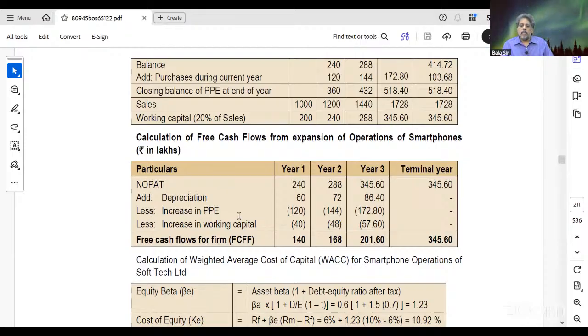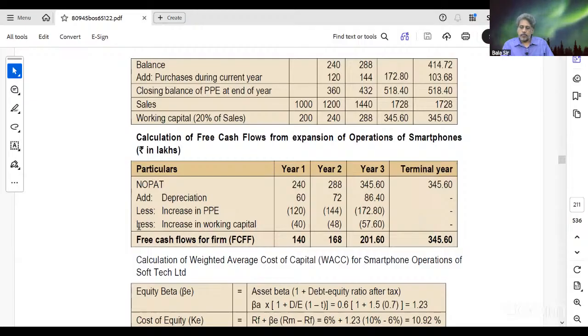Less increase in PPE. Increase in PPE for year 1, how much? 120 lakhs. Very good. Year 2, 144 lakhs. 144 purchase. And year 3, 172.8. And year 4, 0. Why? Because if you added depreciation for the fourth year, 103 point something, you would have subtracted 103, right? In adding and subtracting the same number, they ignored it.